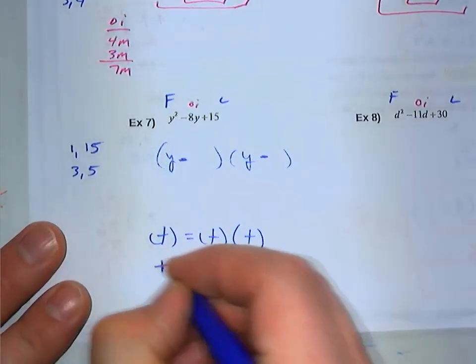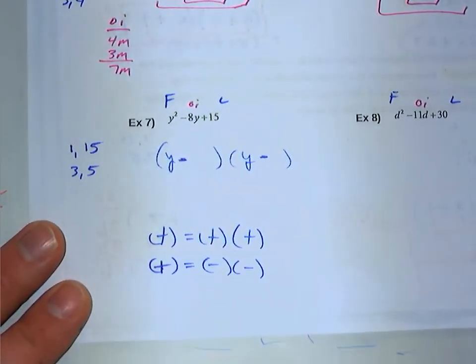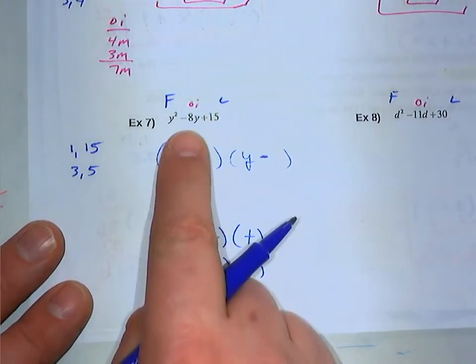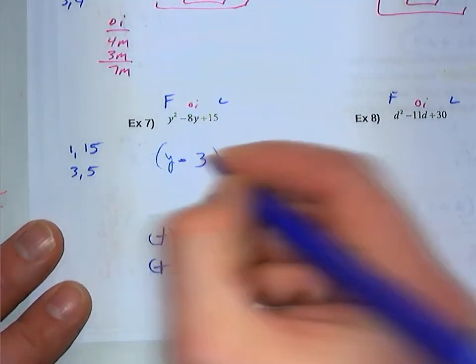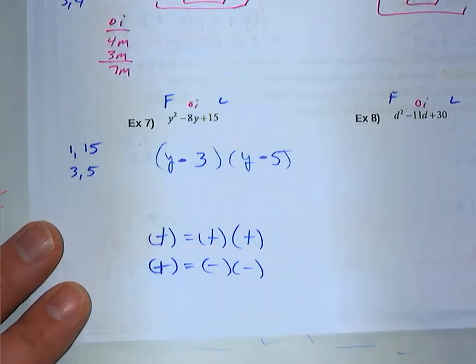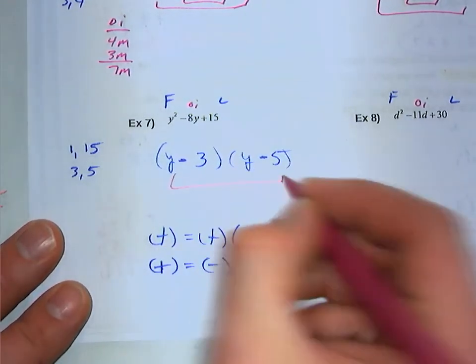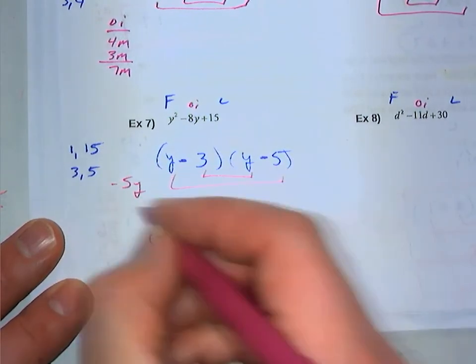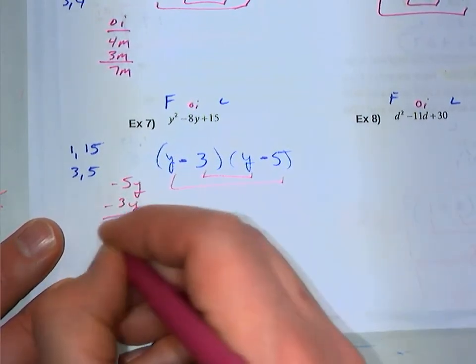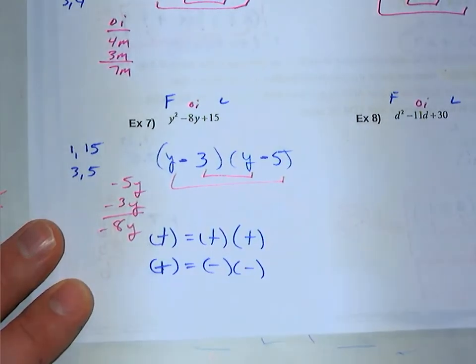So that's your choice there when you're doing factors of a positive. You're either both plus plus or minus minus. Which ones work? Is it 1 and 15 or 3 and 5? 3 and 5? 5 and 3, either way. If I check that, that's negative 5y. That's negative 3y. Yes, that's negative 8y. So it works out perfect.